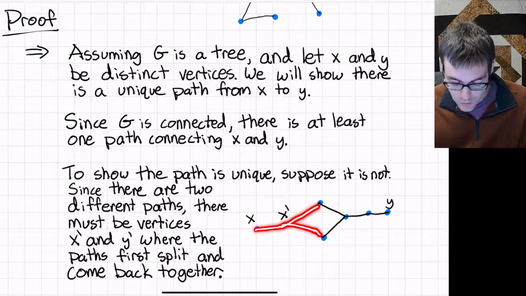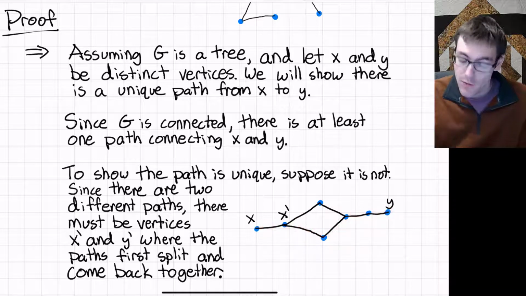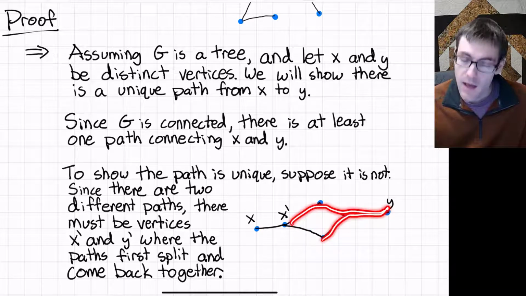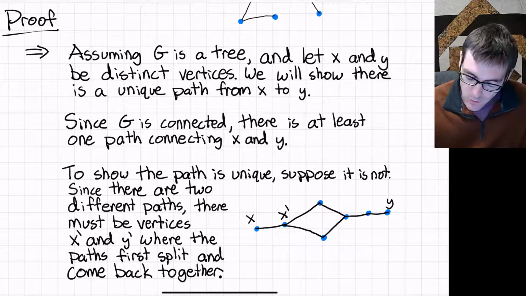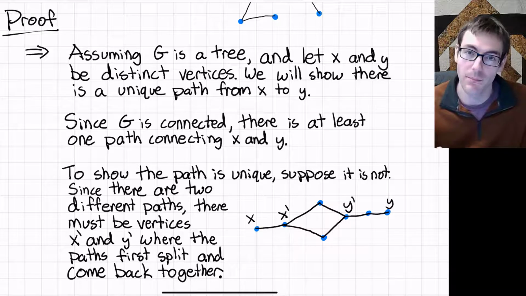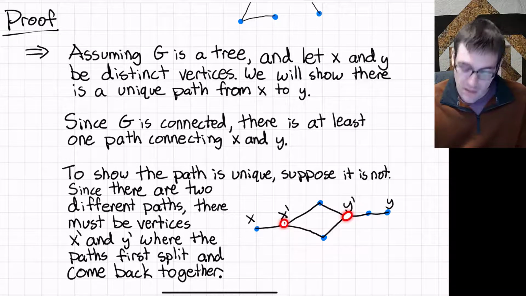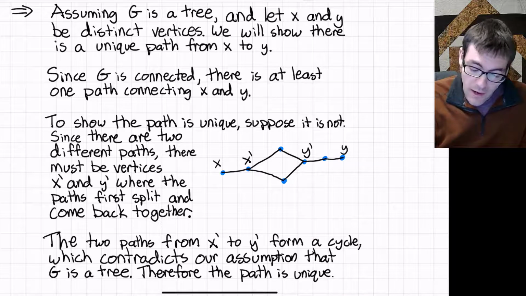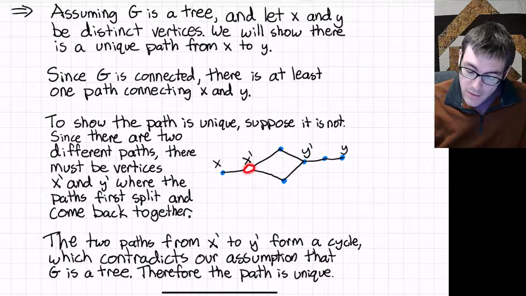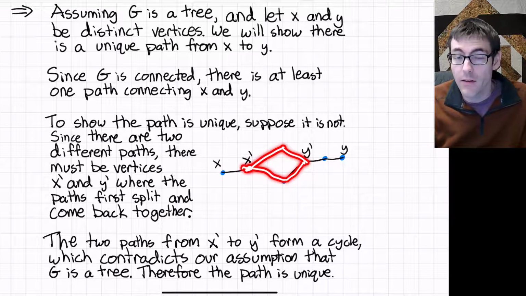Because these two paths each end up at the same place, at some point they have to come back together. Again, that might not happen right at y, but we'll just give a name to wherever they do end up coming back together. So x prime and y prime are just the vertices where the split starts and ends. So that is where our cycle is. Between x prime and y prime, if we take one path there and another path back, we've formed a cycle.